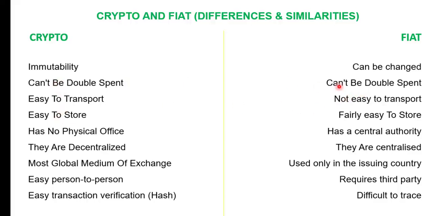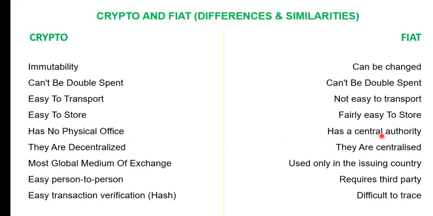So that's basically why the double spend solution of fiat is not preferable to that offered by crypto. Then we have easy to transport. Fiat: you can easily carry money around, except digital, which goes back to what I just said earlier. Easy to store: fiat is fairly easy to store because you have to ensure a third party does the storing for you. Crypto has no physical office. There's no physical office you can go to acquire a crypto.